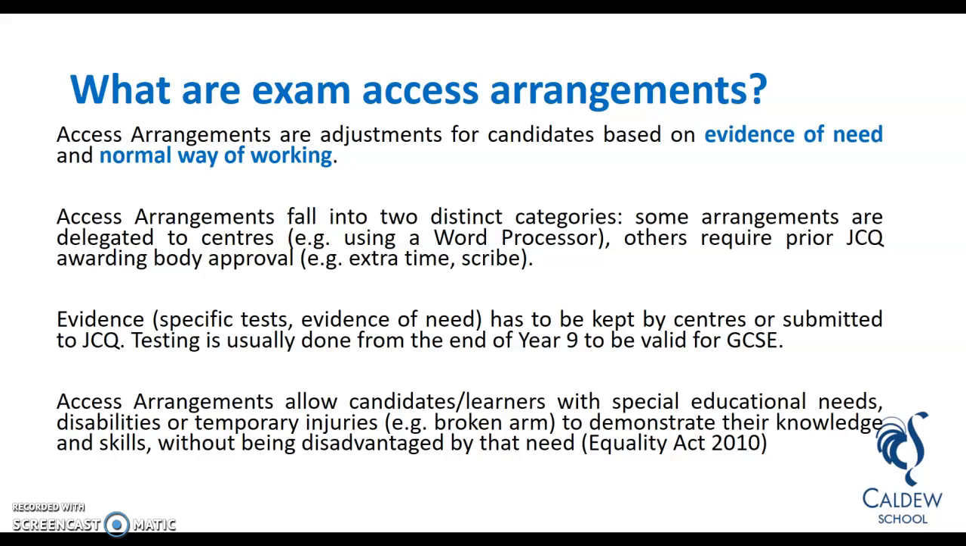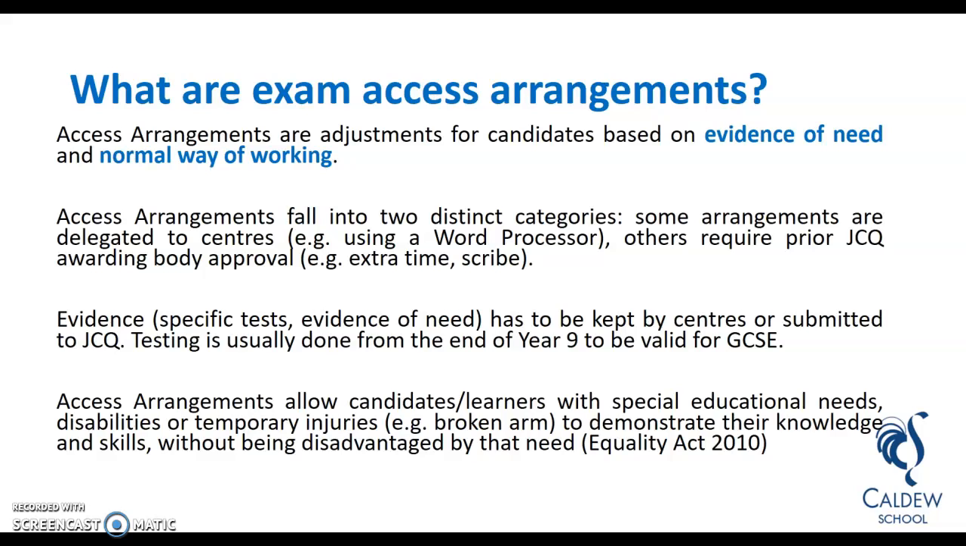The arrangements fall into two categories. Some of the arrangements are decided by us as a centre, as a school. So if we have evidence that a student needs to use, for example, a word processor, we can put that in place. Other adjustments, however, require application to the JCQ and have to be approved and awarded by them. So, for example, additional time or the use of a scribe.